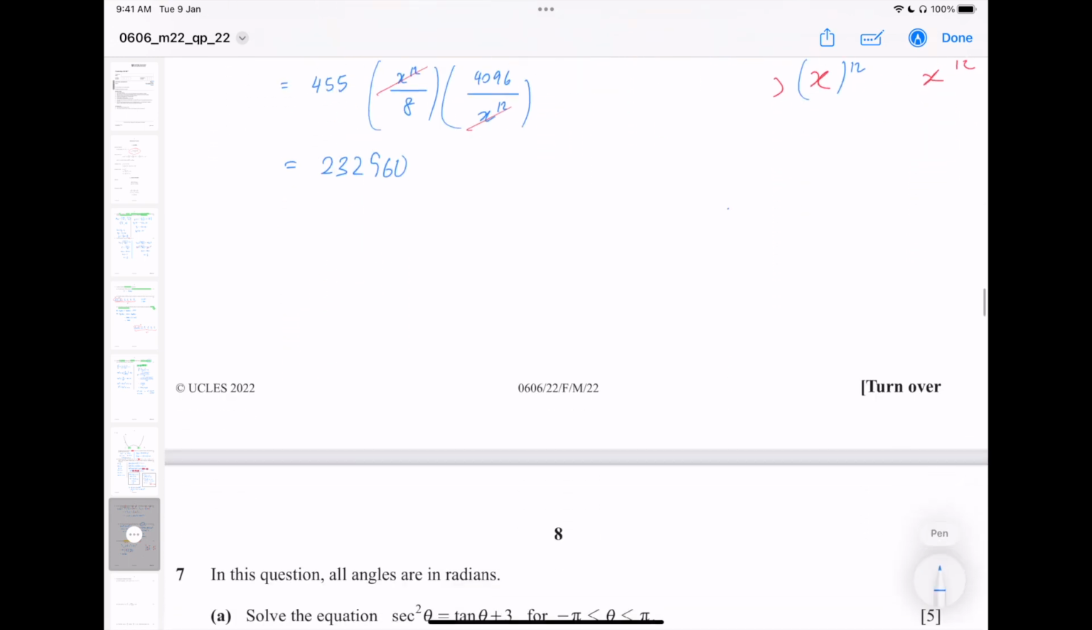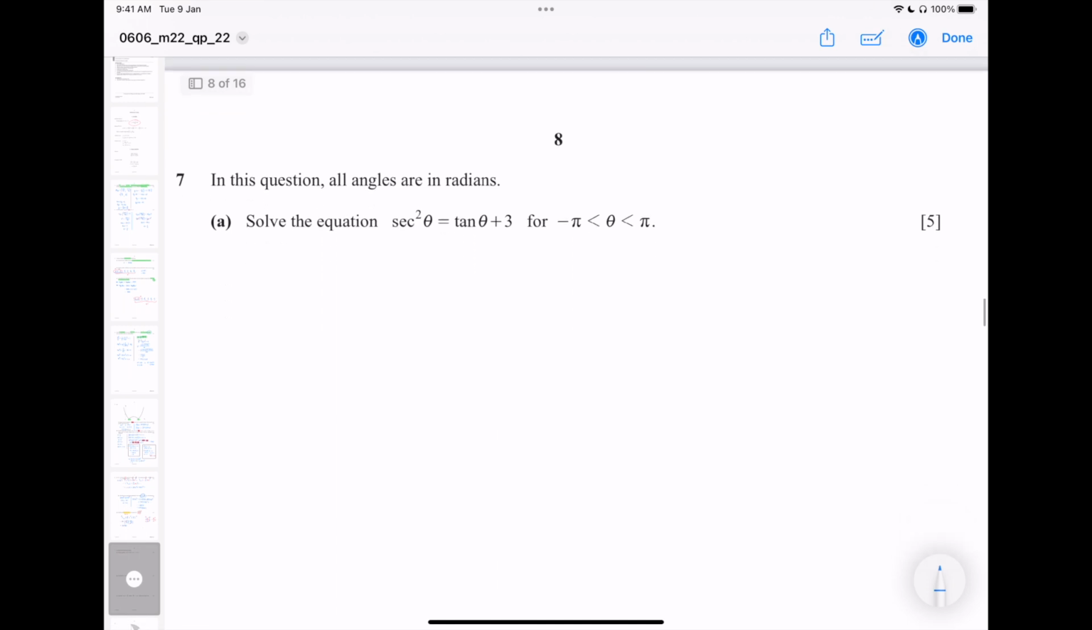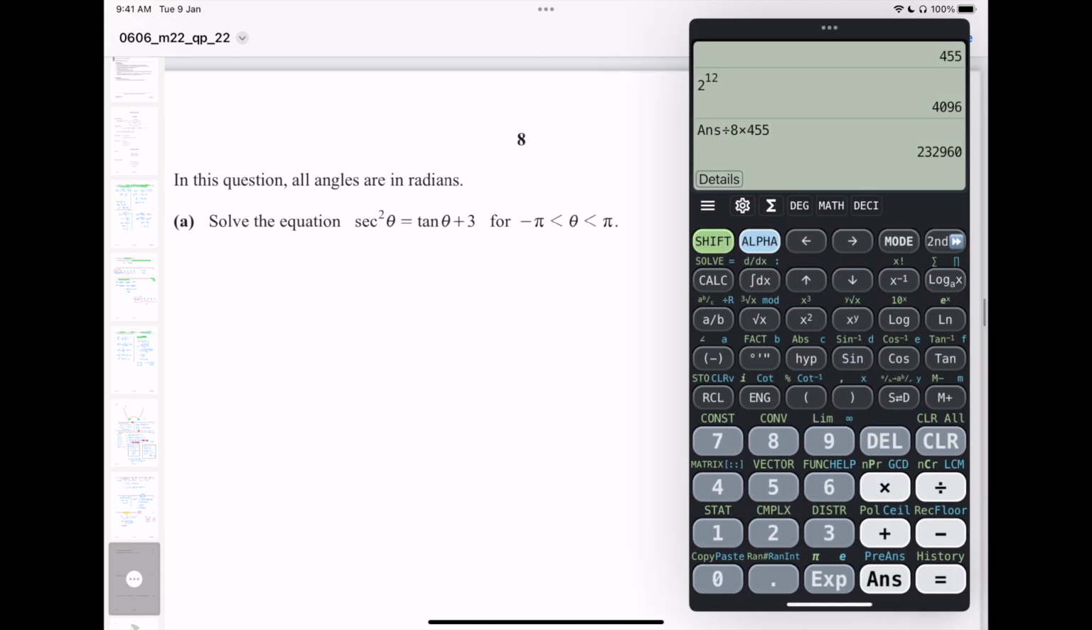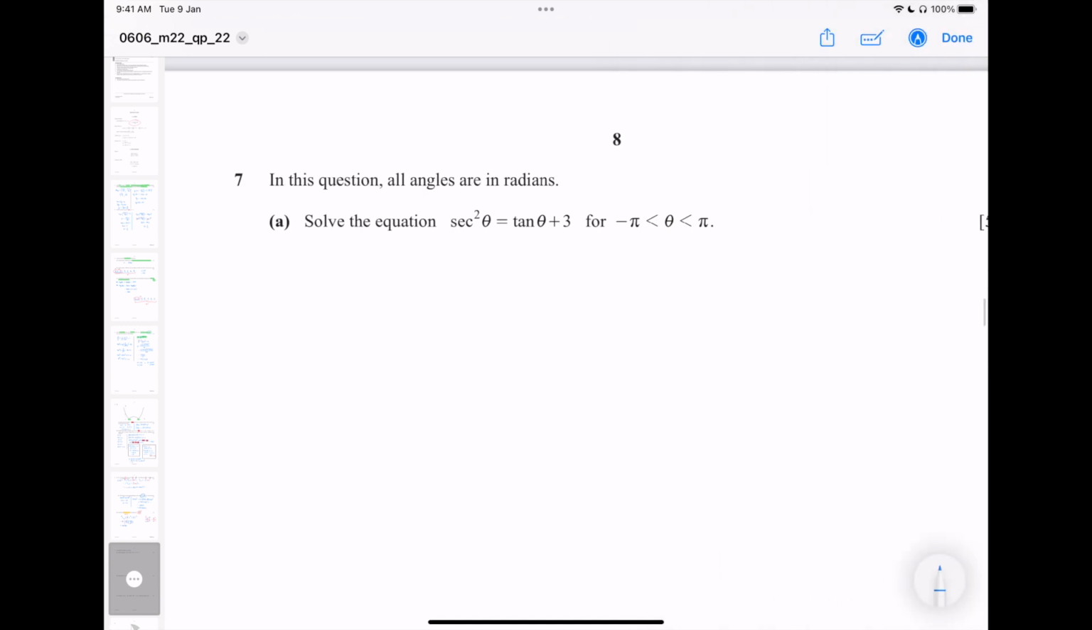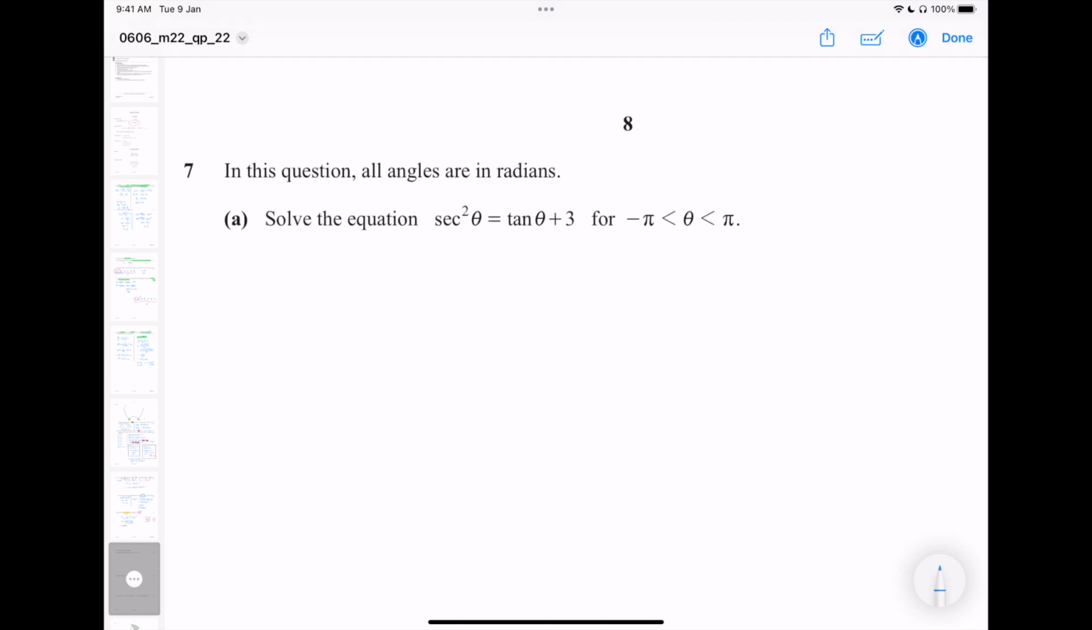Okay, in this question, all angles are in radians. So you want to change your calculator to radians. I can easily just change it here because it's a digital one, but you should know how to change your calculator into radians. I've just changed mine. Solve the equation, secant squared theta equals tangent theta plus 3.